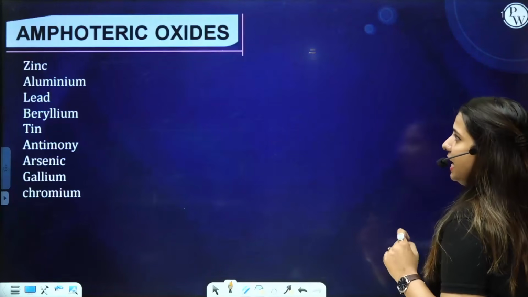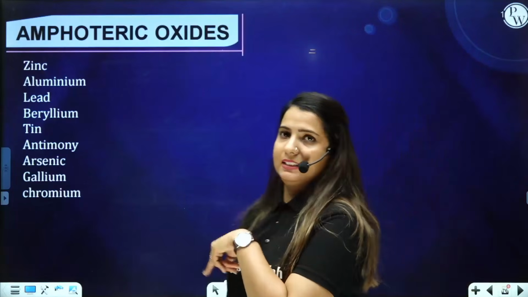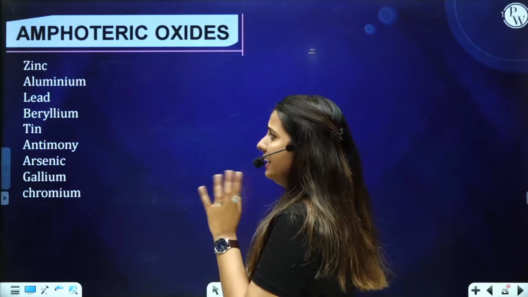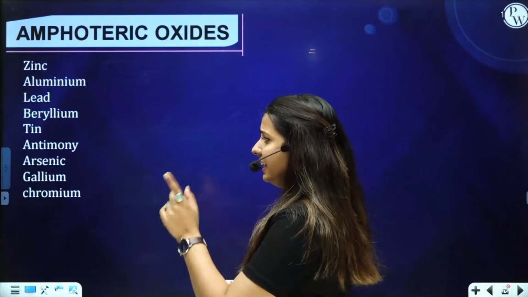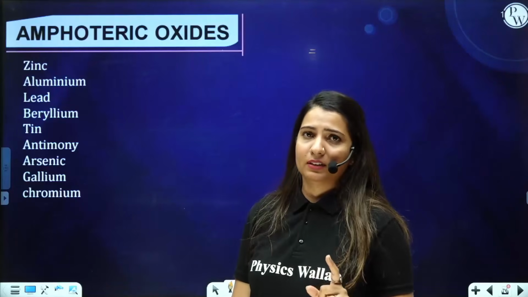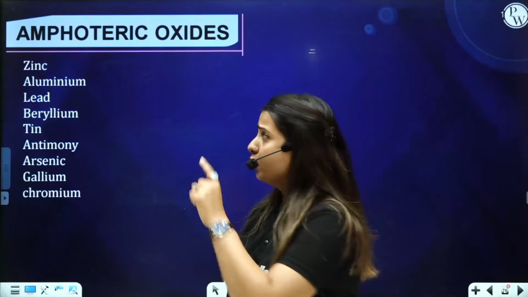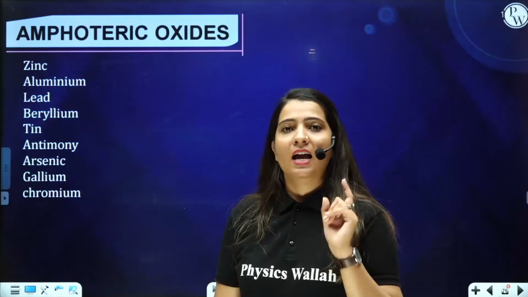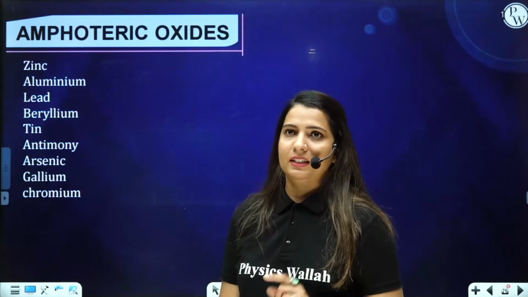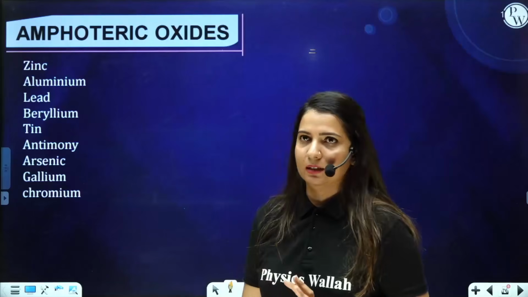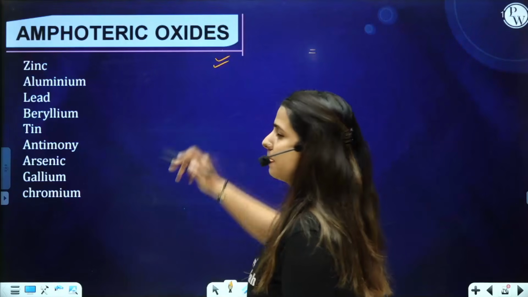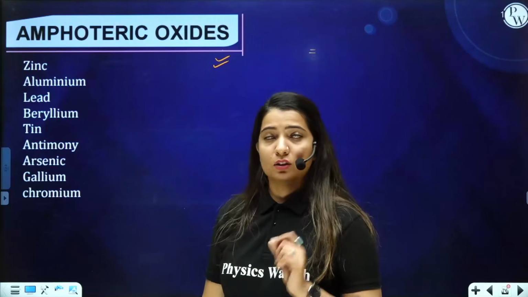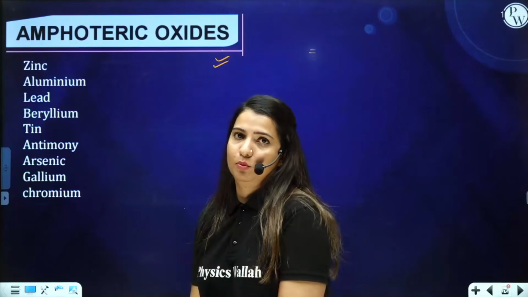Okay. Amphoteric oxides. All these elements form amphoteric oxides. Remember all of them: zinc, aluminium, lead, beryllium, tin, antimony, arsenic, gallium, chromium. Everybody forms the amphoteric oxide. You need to remember all of these elements. Don't forget. So I hope you will remember this. And the amphoteric oxides question is always asked. It's very, very important.